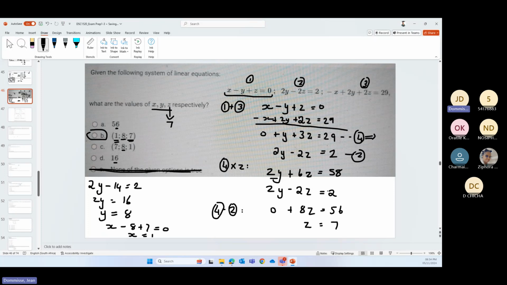Okay, so now I have this formula 4. I've got this formula 2. So what we will then do is to say that formula 4 that we've worked out minus formula 2. So 2y minus 2y is 0. 6z, remember there's a minus, so minus minus 2z becomes a positive 2z. So 6z plus 2z is 8z.